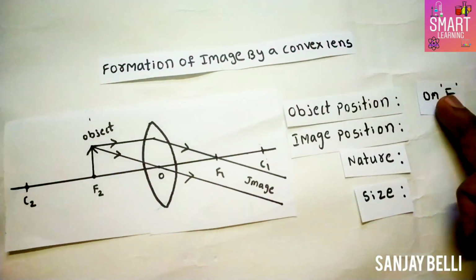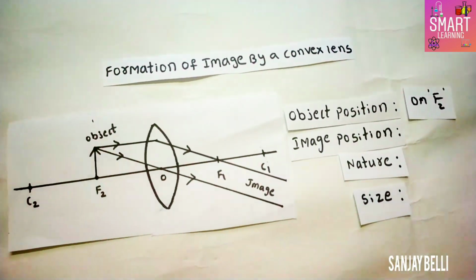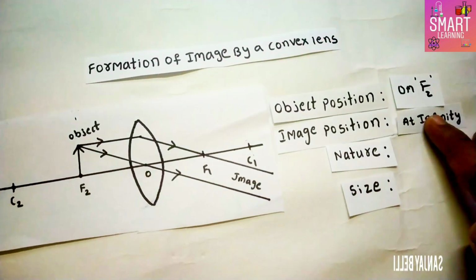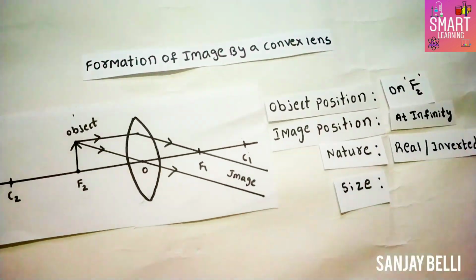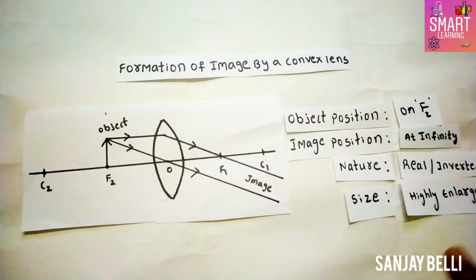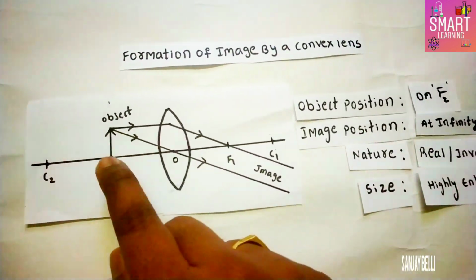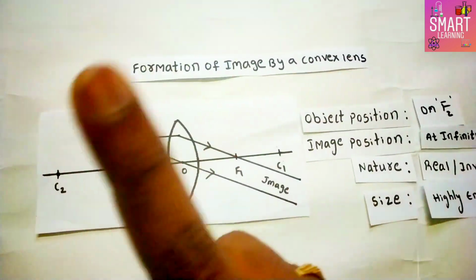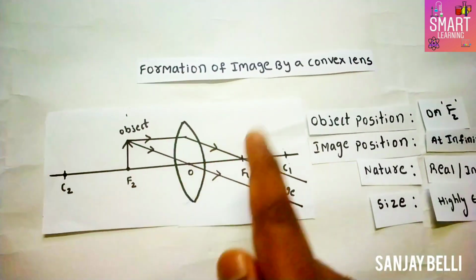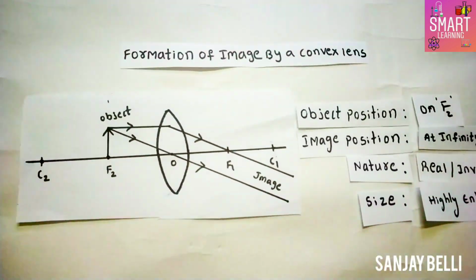So the object is placed on F2 and the image is obtained at infinity, and the nature is real and inverted and the size will be highly enlarged. When you place an object at F, the image will be obtained at infinity. If you place an object at infinity, an image will be obtained at the focal point.